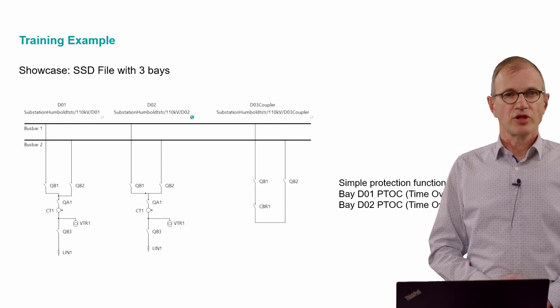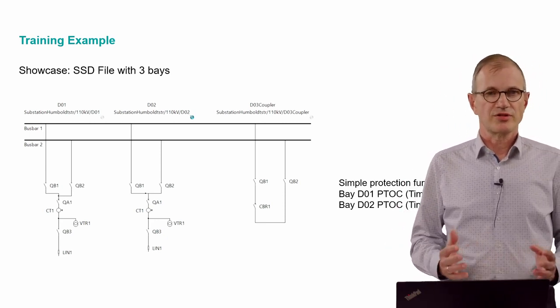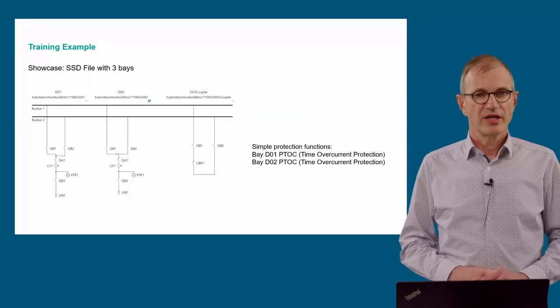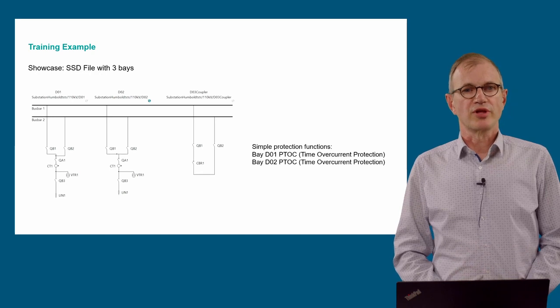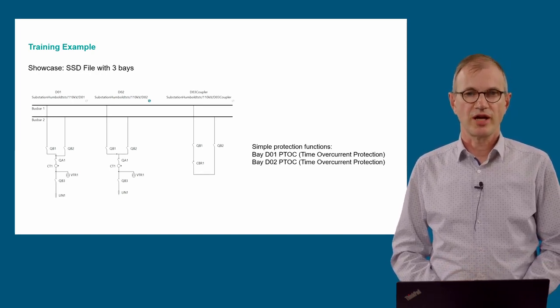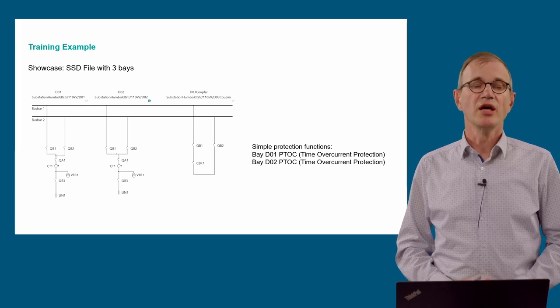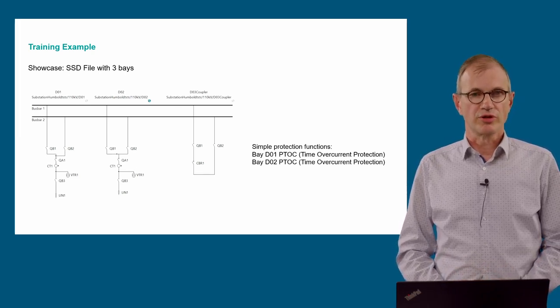Let's now come to our training example. My example consists of 3 simple bays, 2 feeders and 1 coupler bay. I have assumed that the 2 feeder bays will be covered with protection, with a time overcurrent protection functionality. For the coupler, I have assigned a bay control device.